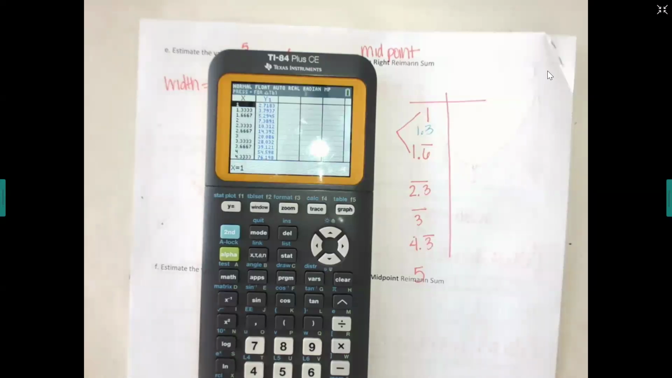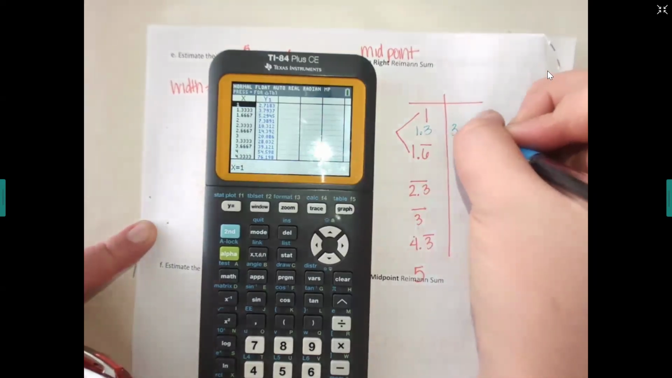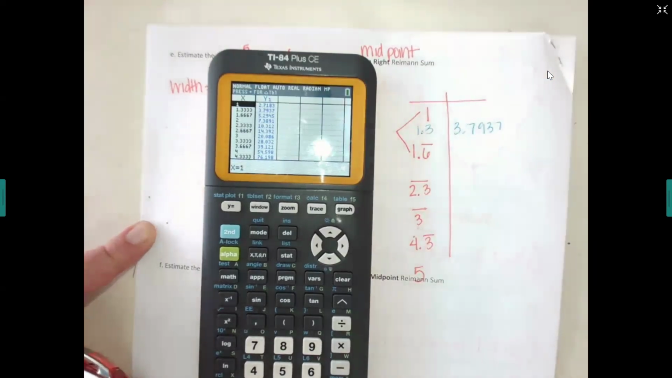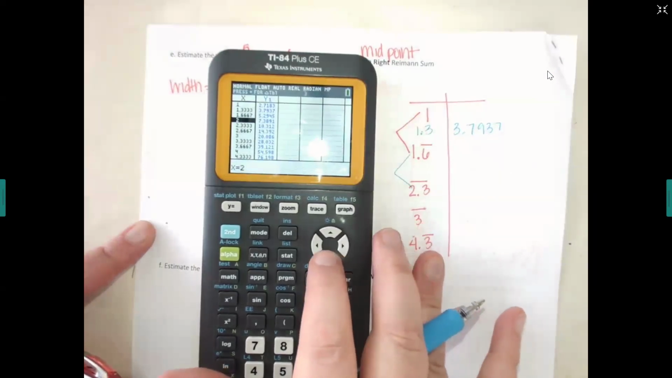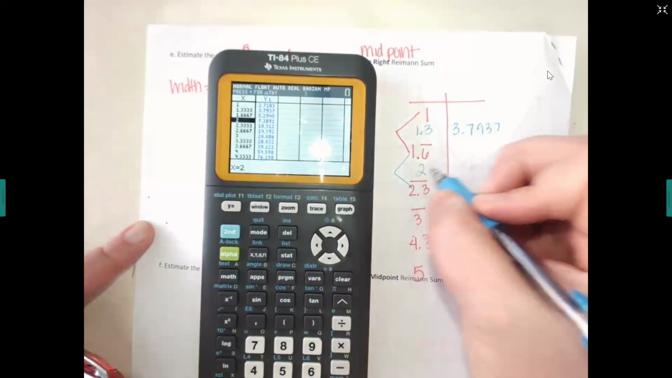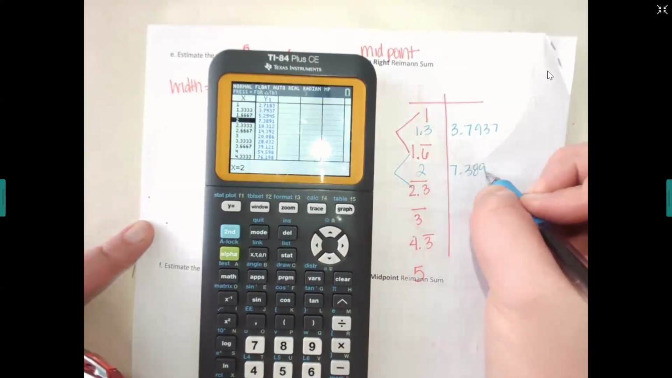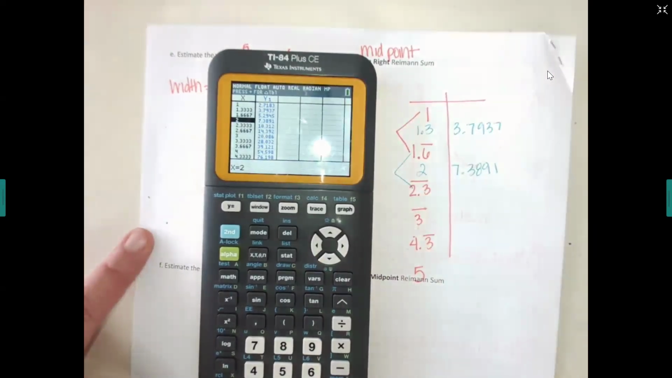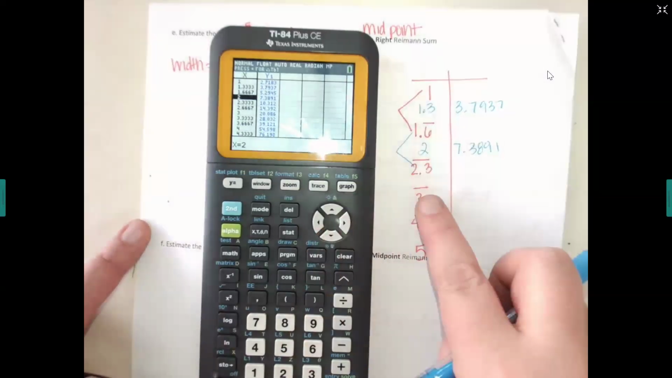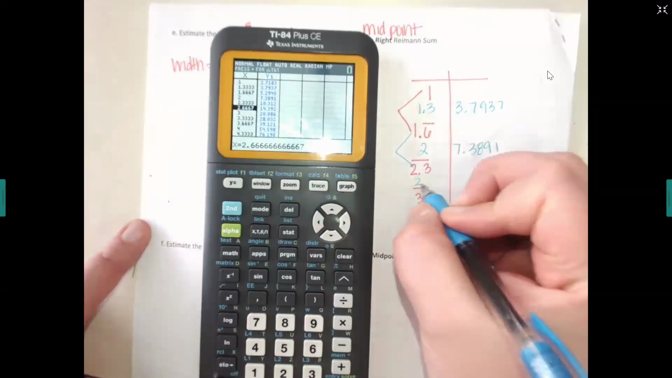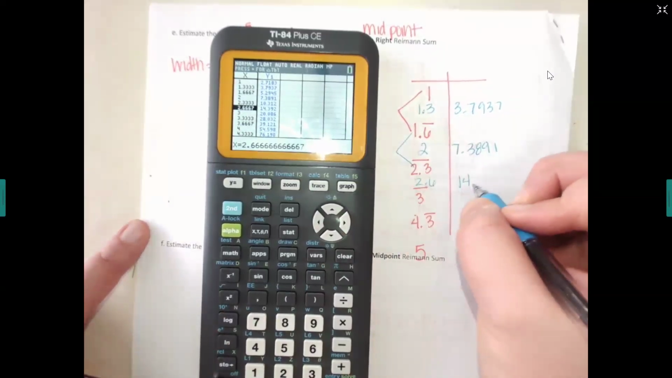So now I can see, between 1 and 1.6, my y value at 1.3 is 3.7937. And then from 1.6 to 2.3, I can see that there's a 2 in between that at 7.3891. Okay, but you would only have to do that for a midpoint question. Okay, my next one between 2.3 and 3 would be 2.6. It would be 14 point.